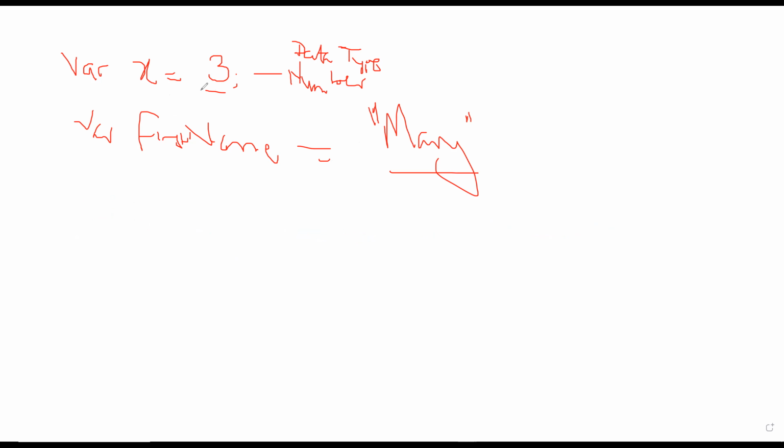If I print, if I log this X, right? If I console.log it, I will have 3 displayed. But let's say along the line, before I console.log the X, or display the value of X, I do 5 and I assign it to X again, what will happen is that this 5 will replace this 3.